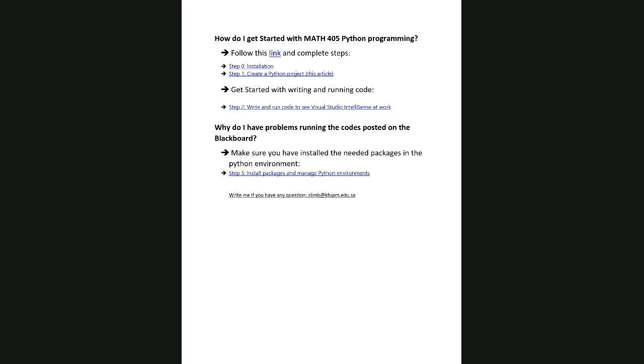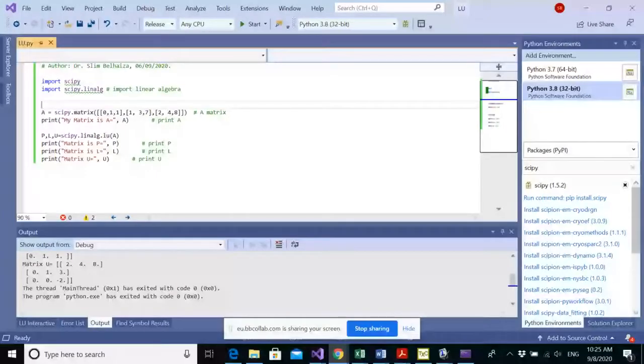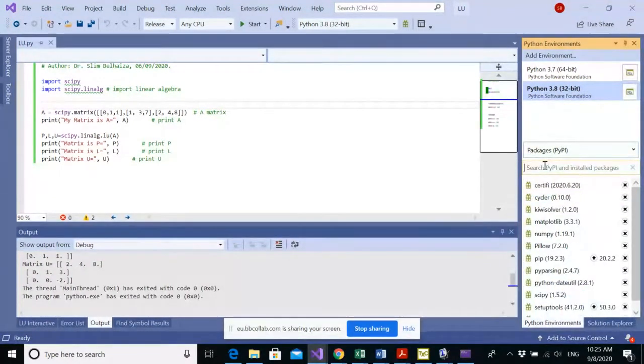So, any question? Doctor, how can we install the packages? You can open this document. How you install the package? Okay. I'll share with you the application screen. Are you seeing my application screen? Yes, we see the Python environment here, this column. When you open the Python environment column, you have the possibility to look for packages.